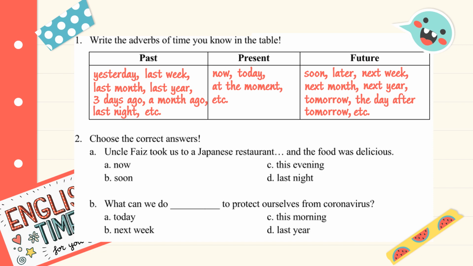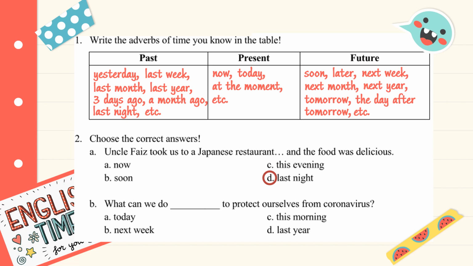Now, number 2, choose the correct answers, A, B, C, or D. A. Uncle Faiz took us to a Japanese restaurant, blank, and the food was delicious. Okay, so what is the answer here? Uncle Faiz took us, so it must happen in the past. So which one is the adverb of time for the past? Now, soon, this evening, or last night? The answer is last night.